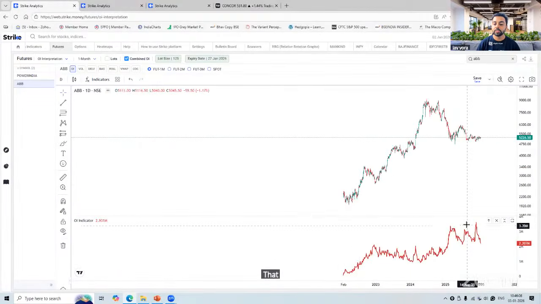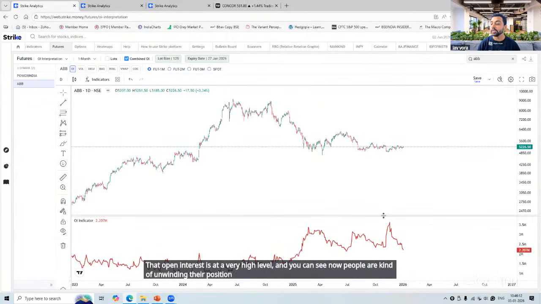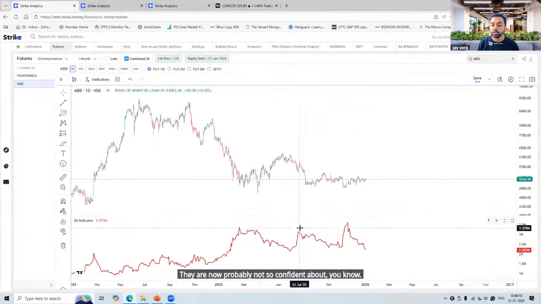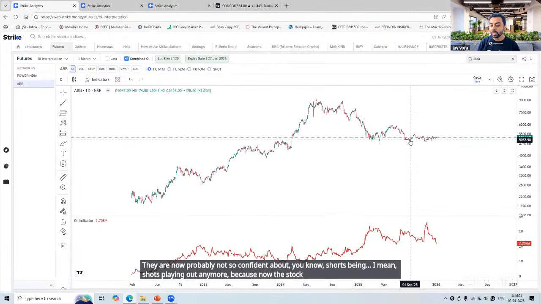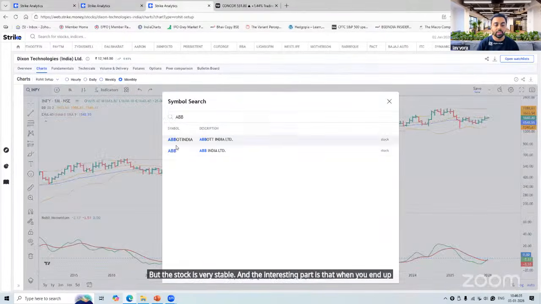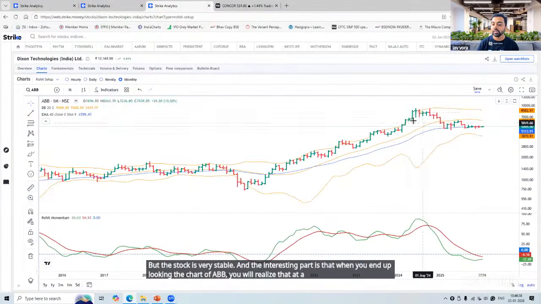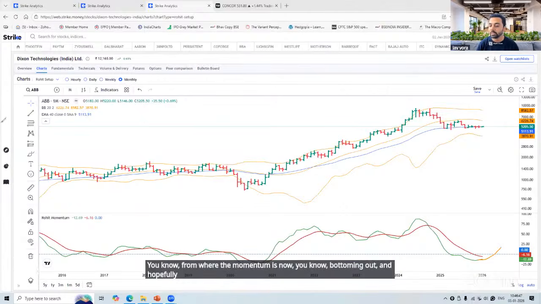that open interest is at a very high level, and you can see people are unwinding their position. So at least the ones who are short are probably not so confident about shorts playing out anymore, because now the stock has become subdued. You imagine the broader market was falling, but the stock is very stable. And when you look at the chart of ABB, you will realize that at a monthly level, it is at a very important support level, from where the momentum is bottoming out, and hopefully it can see some turnaround as well.